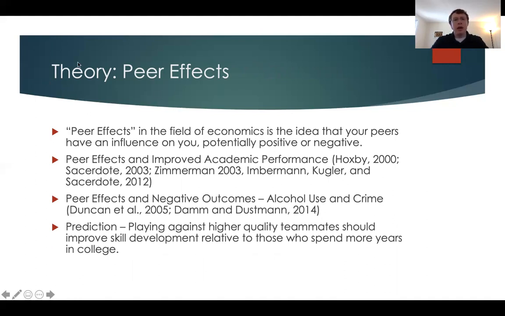One argument revolves around the theory of peer effects. In the economics literature, peer effects are the influence that peers have on you, and these could be positive or negative. And there have been a number of papers that have found evidence of peer effects. Just to give a couple examples, there has been some literature around peer effects in academic performance. And this literature generally has found that having stronger peers improves academic performance.